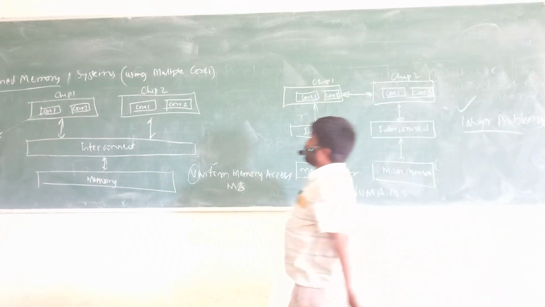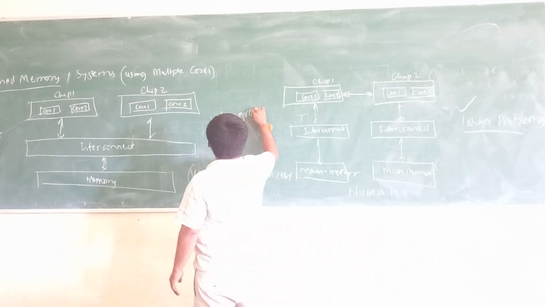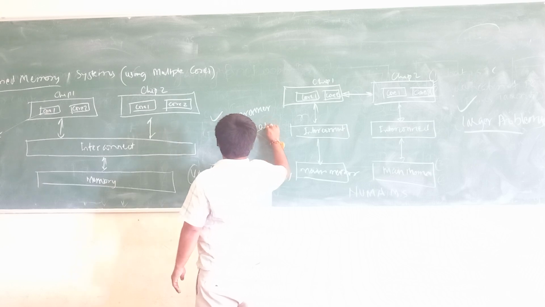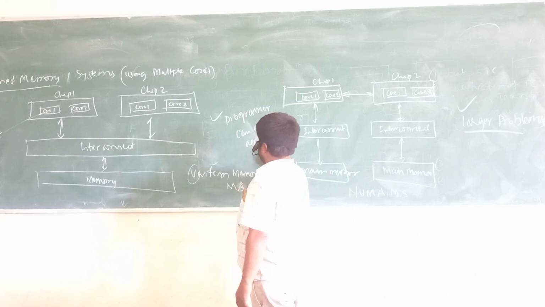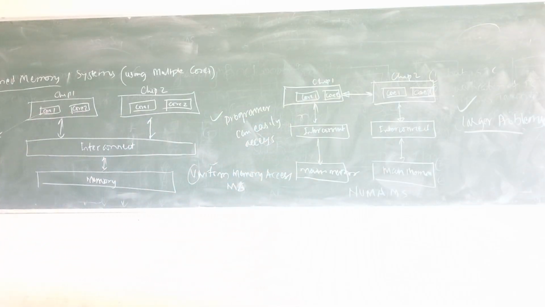The main advantage of this is that the programmer can easily access the memory locations while programming. These are the two types of multi-core systems we have here, shared memory systems with multi-core.